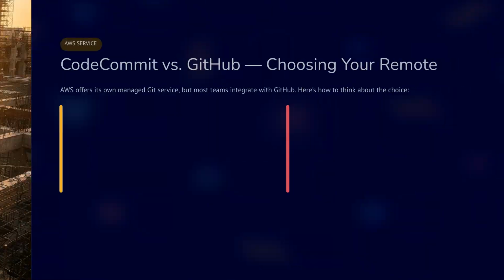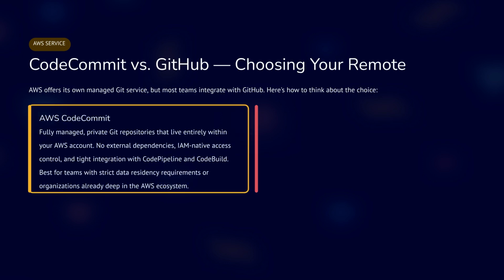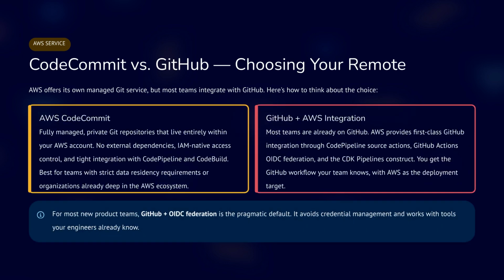When choosing your remote, AWS offers CodeCommit, but most teams integrate with GitHub. GitHub plus AWS integration is the pragmatic default, leveraging familiar workflows and OIDC federation to avoid credential management. CodeCommit is best for strict data residency or organizations already deep in the AWS ecosystem.